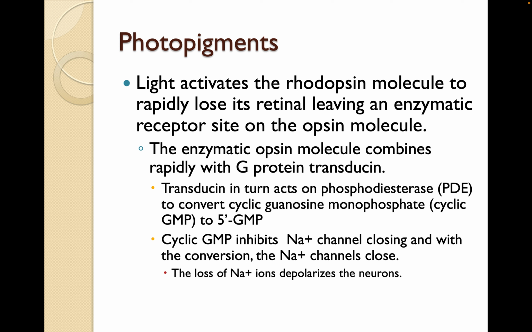Cyclic GMP inhibits sodium channels from closing, so without the conversion, the sodium channels stay open. It inhibits the sodium channel, so it stops it from closing, and with the conversion, the sodium channels close. The loss of sodium ions hyperpolarizes the neurons.